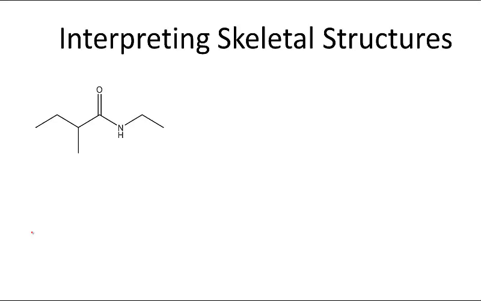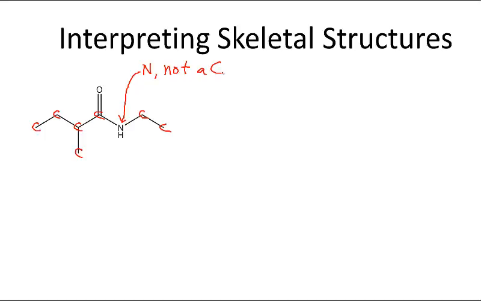So the first key thing is when you're interpreting skeletal structures. When you see the end of any line, you want to imagine that there's a carbon. And when you see any vertex, you want to imagine that there's a carbon. There are not carbons where there's a different atom shown. So here, this is a nitrogen, not a carbon. One mistake people have made is inserting extra carbons next to the nitrogen.